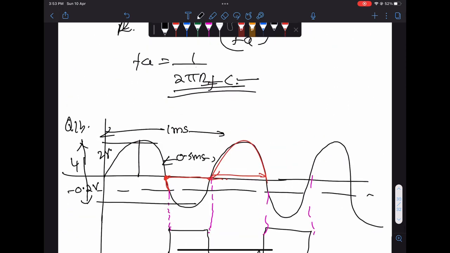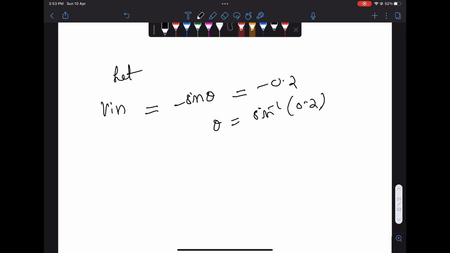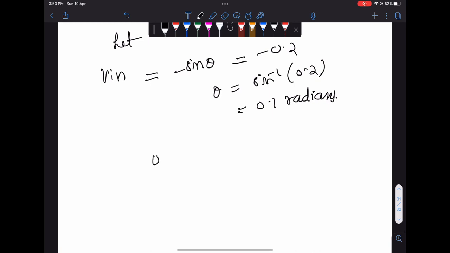and we can write 2. Actually I forgot there, just write 2 also. Okay, just minus 2 sine theta. Minus 2 sine theta is equal to minus 0.2, so theta is equal to sine inverse 0.1, that is 0.1 radians. Just calculate that one.